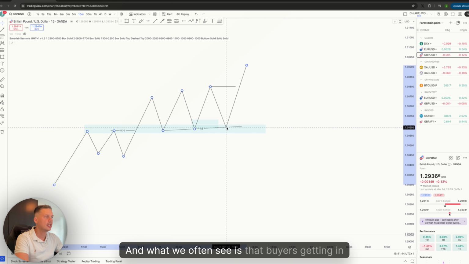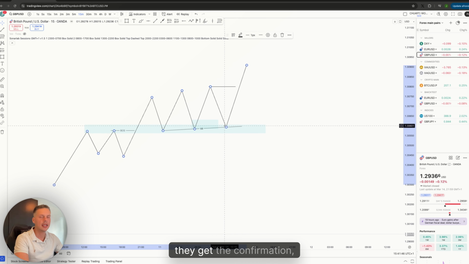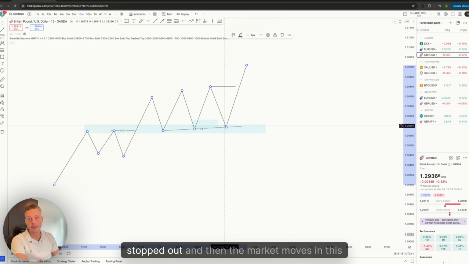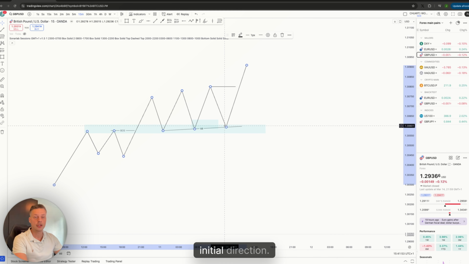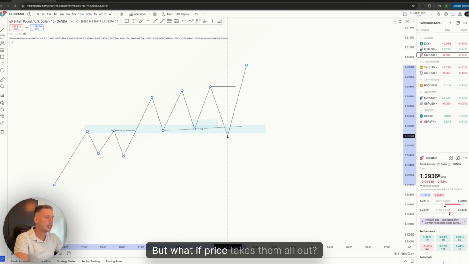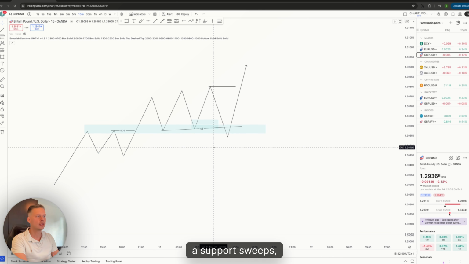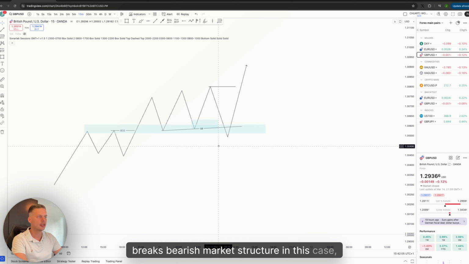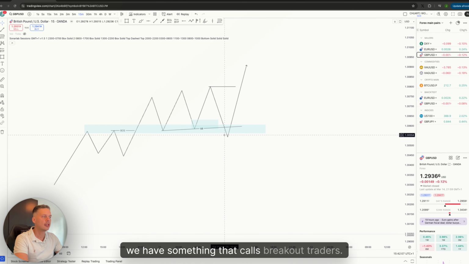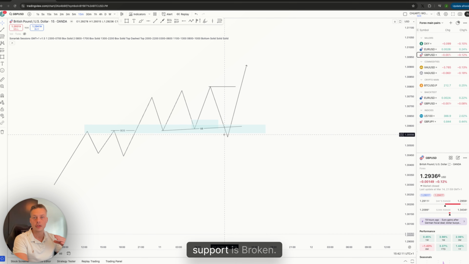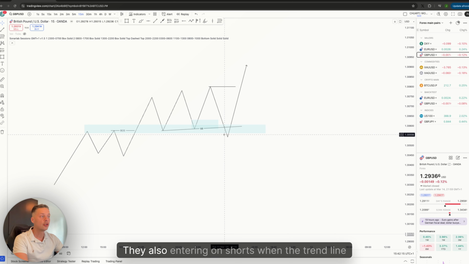And what we often see is that buyers getting in early. They get the confirmation, they're going to enter on longs, but what we often see is that they're getting stopped out and then the market moves in its initial direction. But what if price takes them all out? What happens when price sweeps a support, sweeps a trend line, breaks bearish market structure in this case? Well, we have something that calls breakout traders. Breakout traders entering on short when the support is broken. They also entering on shorts when the trend line is broken.